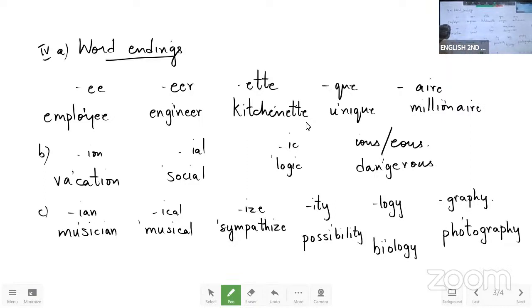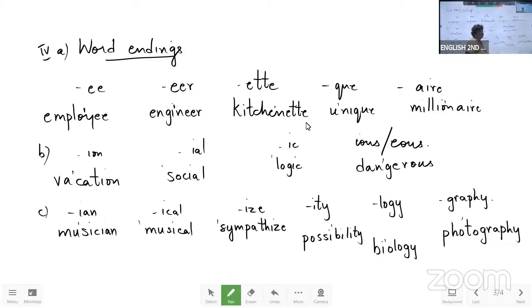Now coming to the third, ION. Remember, children, in second it is ION. And with that word, remember one word, so you won't get confused. Vacation, musician. This is ION, this is IAN. Here you have IAL, here it is ICAL. IZD, ITY. If you remember, logography is easy.